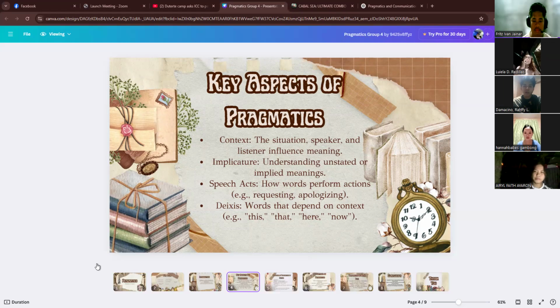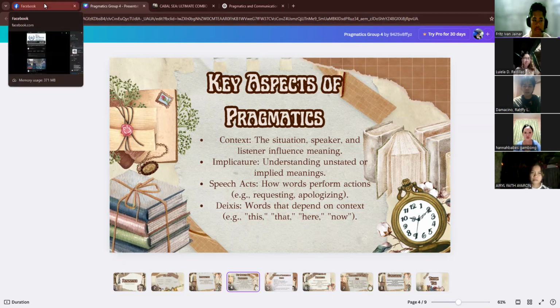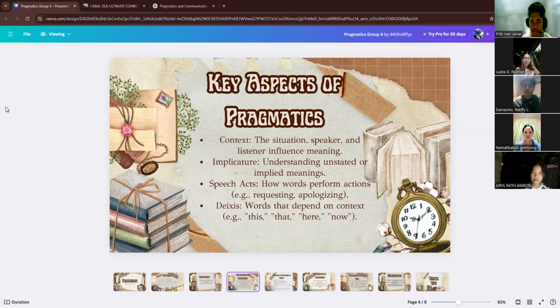First, we have context. Pragmatics emphasizes that meaning isn't solely derived from the words themselves. It's heavily influenced by the surrounding context, including the physical environment, social relationship, and prior knowledge. Next, we have implicature. This refers to the implied meanings that are communicated beyond the literal words spoken. We often convey more than we explicitly say, and pragmatics examines how listeners infer this hidden meaning.